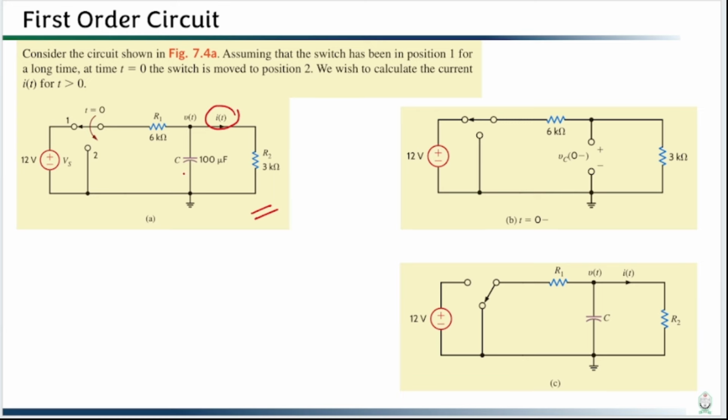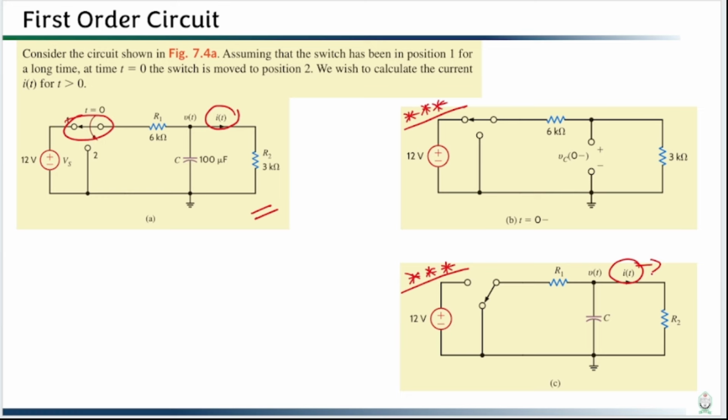So this is the i(t) that we have to calculate for t greater than 0. The circuit has two states. At the first state, the switch was at position 1, which would give us the circuit in this order. And at state 2, the switch moved to position 2, and this is the area of interest. From this condition, we have to calculate the value of i(t). Look here at state 2, we have to solve for i(t).